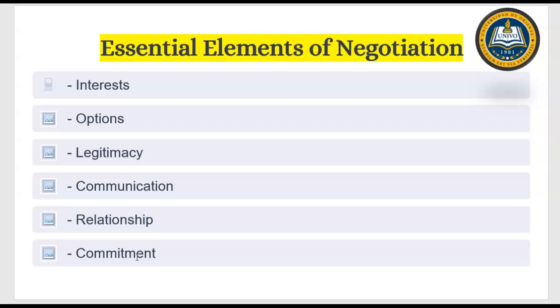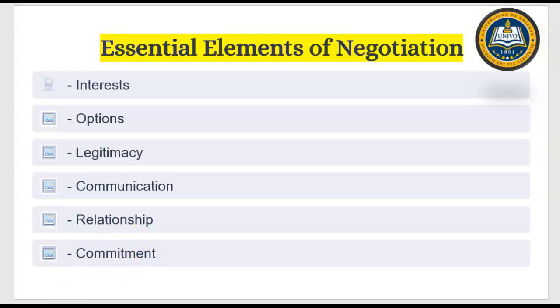So you have to show them some options. There must be good communication, legitimacy. That means everything is great, correct, no doubt, so as to not misunderstand the concepts. And in that communication, you must have relationship and commitment. So keep everything in mind. Keep in mind commitment.